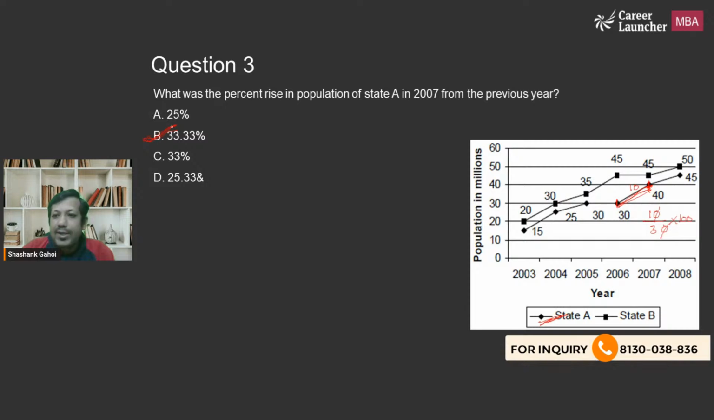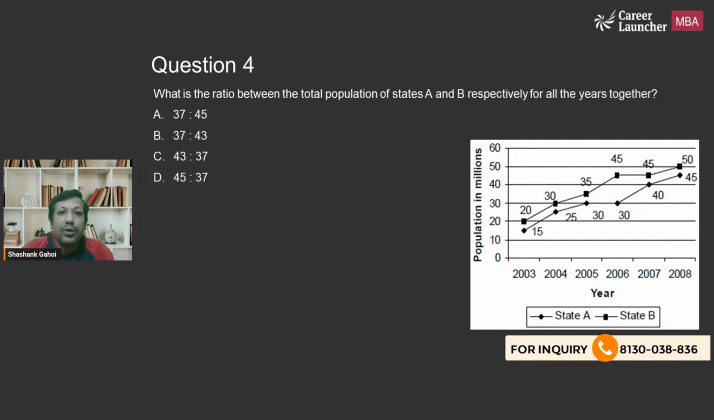Okay, now let's start question number 4. What does it say? What is the ratio between the total population of state A and state B for all years taken together? So we have already calculated the total population of state B, that is 225.